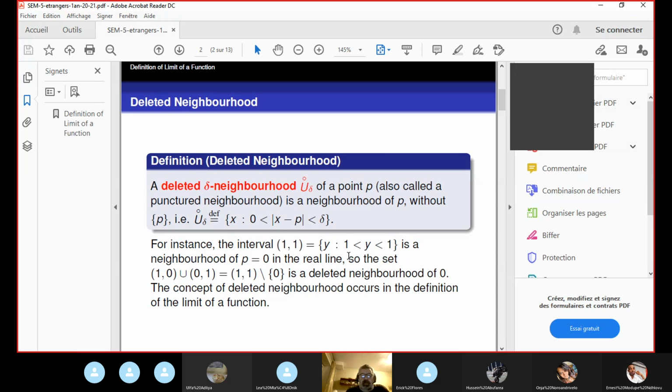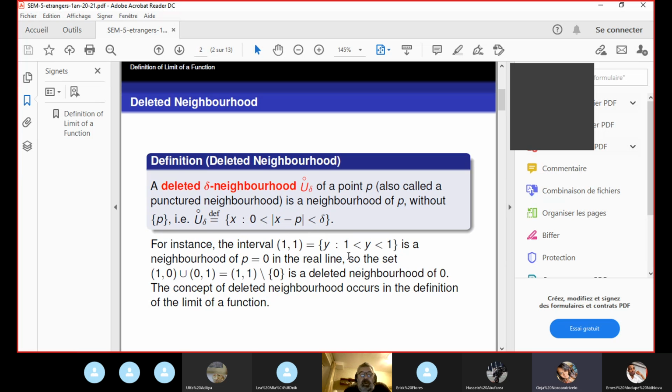Here you have an example. So if I take a deleted neighborhood of my point, the problem is, as in this example, I take the interval between -1 and 1. Here it is a misprint. So y here is between -1 and 1. And I say that I want to take a deleted neighborhood of my point 0.